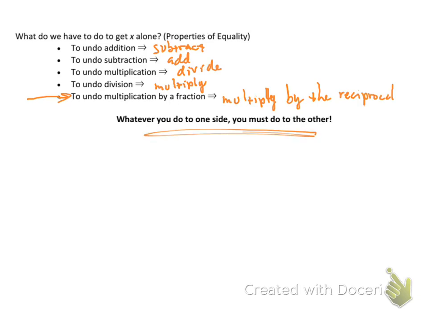And very important here, whatever you do to one side, you have to do to the other. I'm going to highlight that because it's so important. Remember, if you add 2 to one side, you have to add 2 to the other. An equation is all about balance. So you have to find that balance. And in order to do that, whatever you do to one side, you have to do to the other.